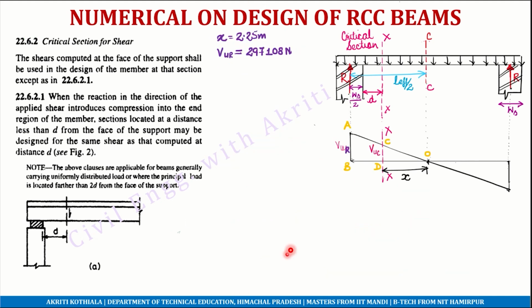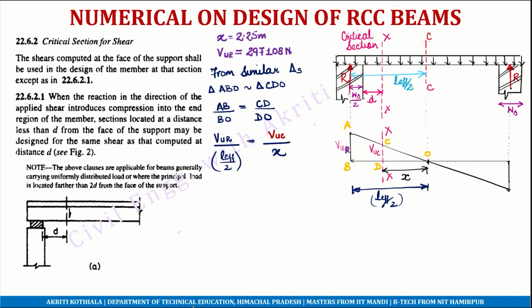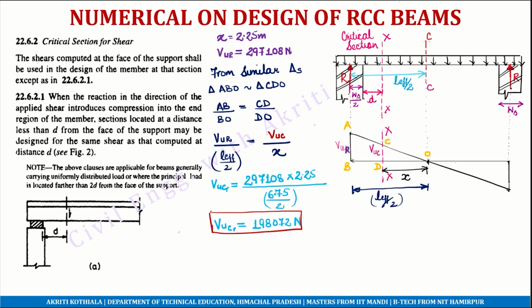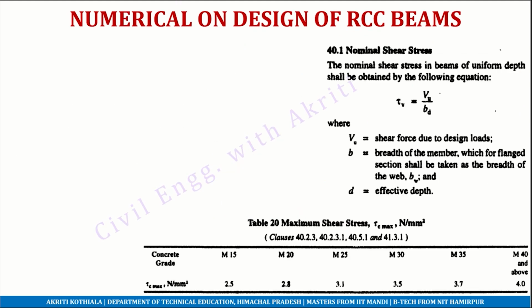We can calculate the value of VUC from similar triangles ABO and CDO. So VUC can be calculated by rearranging this equation obtained from similar triangles. So VUC is equal to 198072 Newton. So we have the value of the shear force at the critical section from these similar triangles. Why was this value of shear force at the critical section necessary?